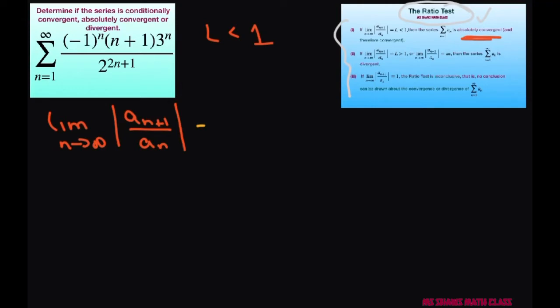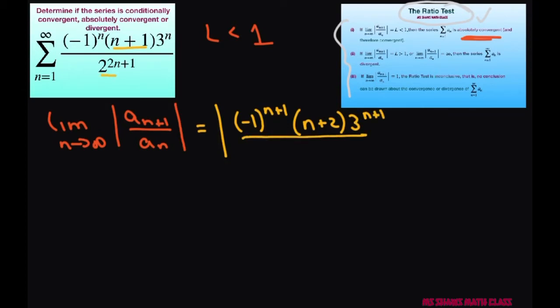So let's fill this in. We're going to get the absolute value of negative 1 to the power of n plus 1 times, for this piece here, that's going to end up being n plus 2 times 3 to the power of n plus 1. Divided by, and then for this piece, that's going to be 2 times 2n to the power of 2n plus 3. Again, all you have to do is add the 2 to this 1, or you can write n plus 1, distribute, and you'll get the n plus 3.